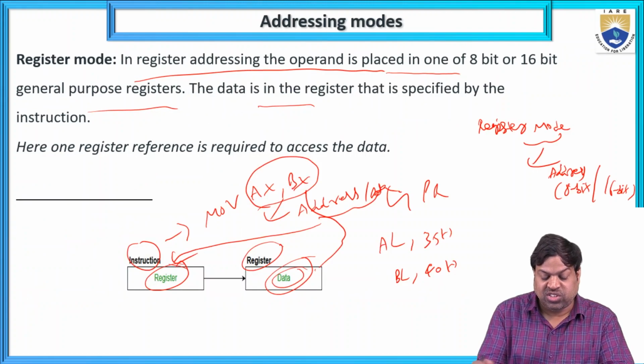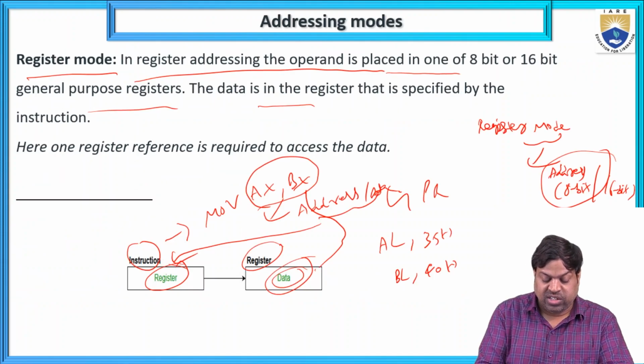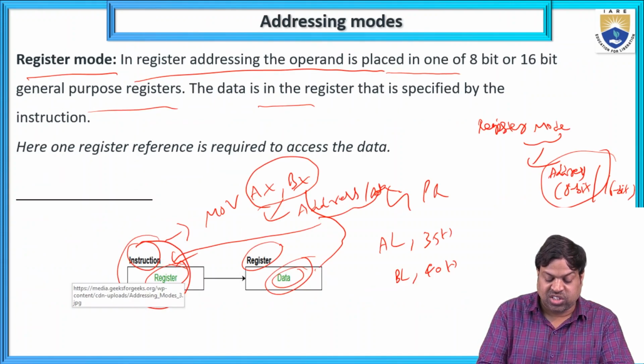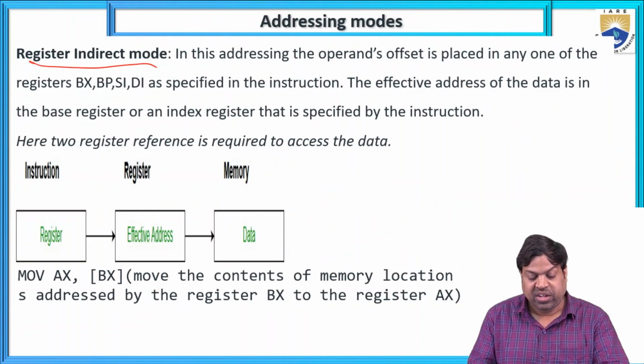Previously we discussed register mode. Register mode means it is an addressing mode or data mode. But here it is indirect mode. Indirectly we are addressing, not directly defining. So here in the place of instruction I am taking register, and in the place of register I am taking data. That is direct. But here I am taking indirect.